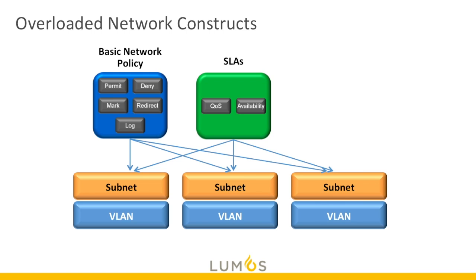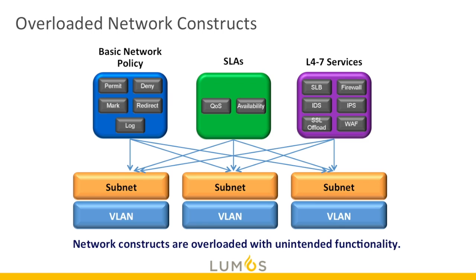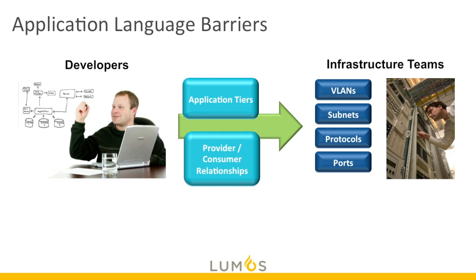So we're piling more and more endpoints such as virtual machines or physical hosts into these. And then, of course, layer 4 through 7 services, load balancers, firewalls, IPS, web application firewalls, SSL offload, etc. So we're all piling these into these different VLANs, these different subnets, these different segments. And then they're being used in ways that we originally didn't intend.